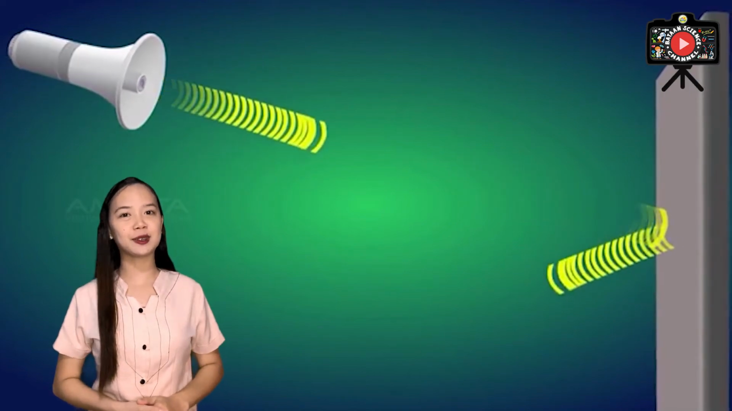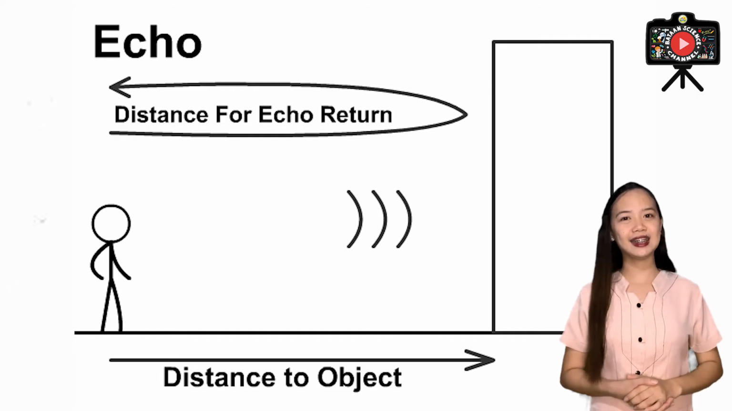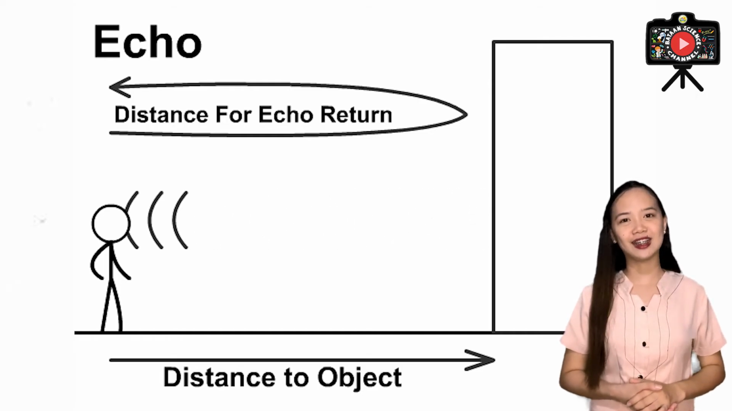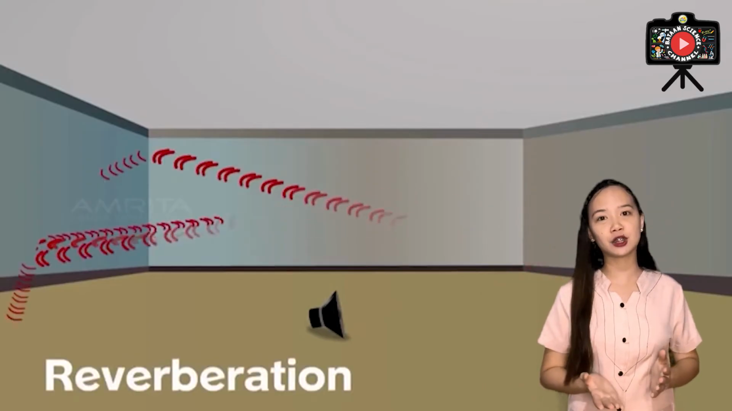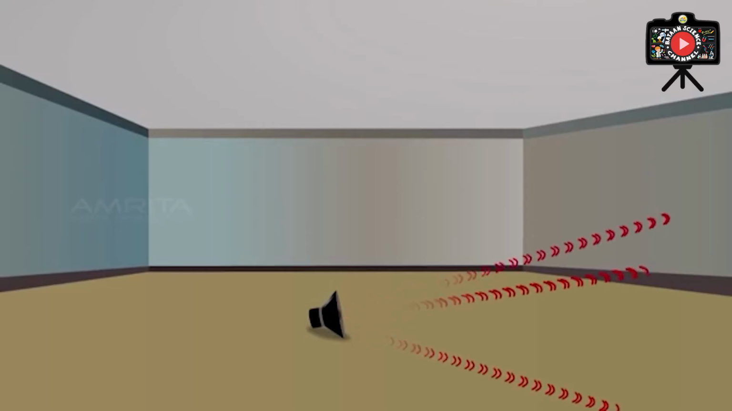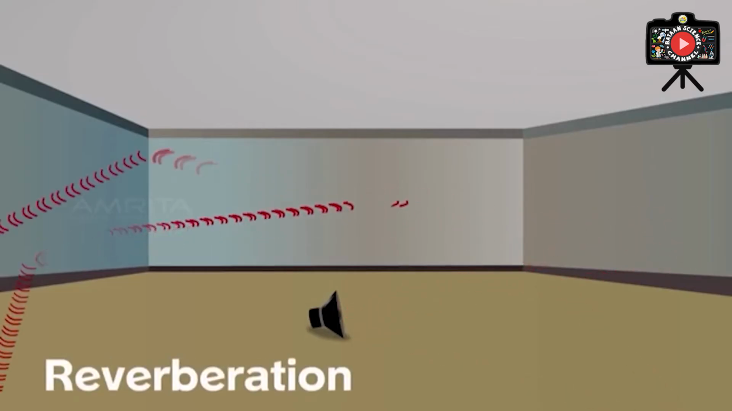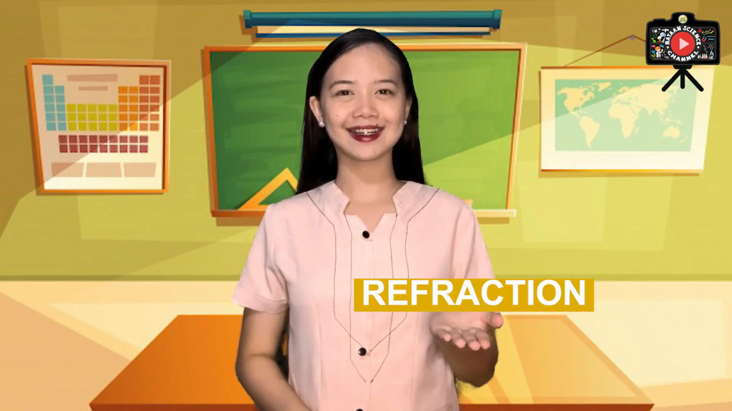Reflection is described as turning back of wave as it hits a barrier. Echo is an example of a reflected sound. Reverberation, on the other hand, refers to the multiple reflection or echoes in a certain place. A reverberation often occurs in a small room. This best fits the bathroom, which enhances the voice. The next property of sound is refraction.